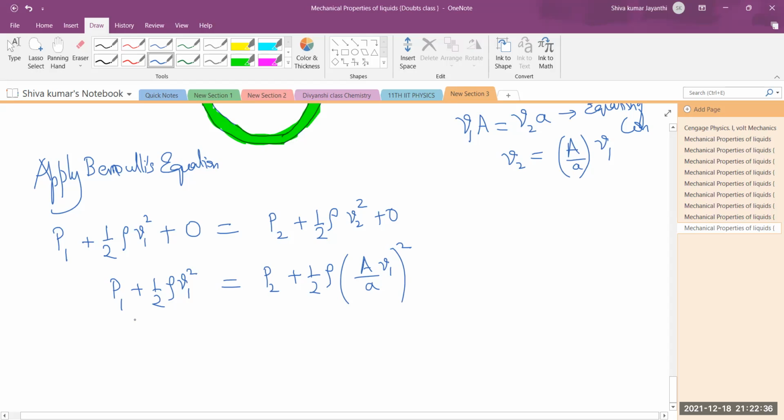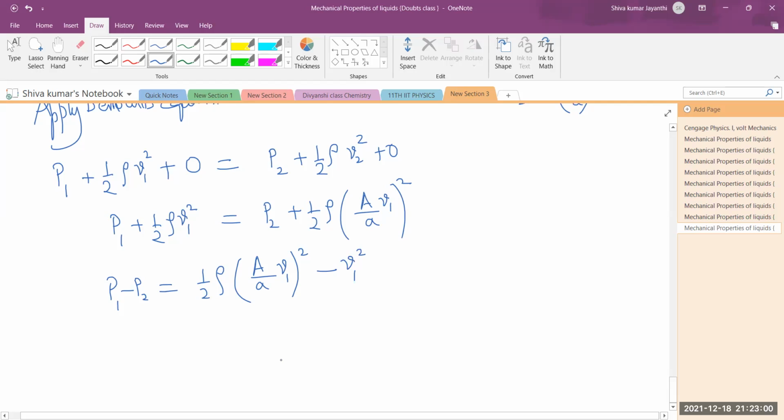We take this side and write this as P1 minus P2. P1, high pressure, minus low pressure is equal to, from this we can take half rho common from both of them. What are we going to get? A by small a into V1, whole square, minus V1 square. Right? So I'm going to take the V1 square common out of this. So if you take V1 square out, what are you left with? Of course, this whole is one bracket.